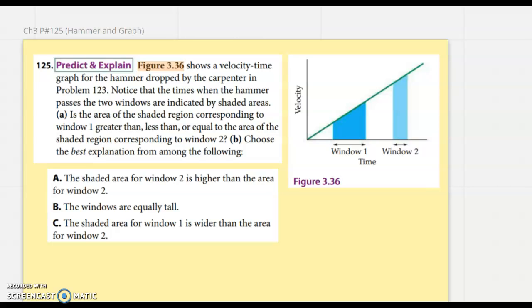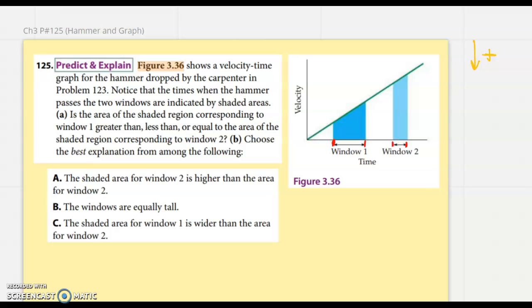So here's the velocity versus time graph for that hammer falling. You can see it's going up into the first quadrant, so they must be saying that down is positive, which I know is again a little weird, but that is what it is. It says, notice that the times when the hammer passes the two windows is indicated by the shaded area. So like this is where the hammer was at the top of the first window. Here was when the hammer was at the bottom of the top window. Here's when the hammer was at the top of the bottom window, and here's the bottom of the bottom window.